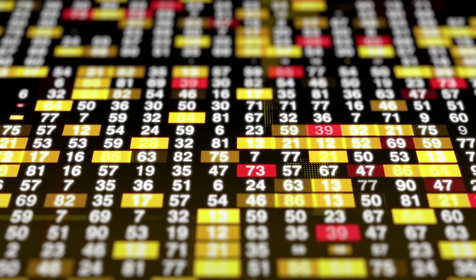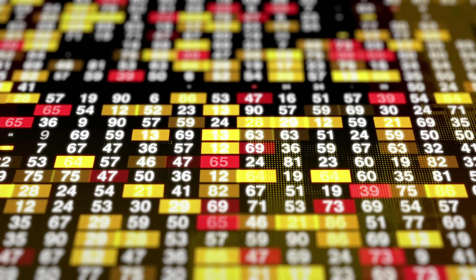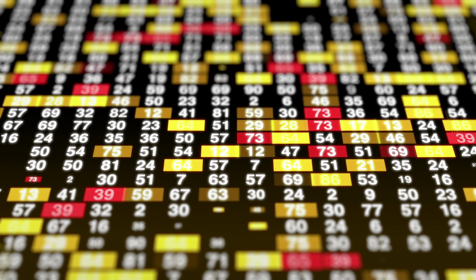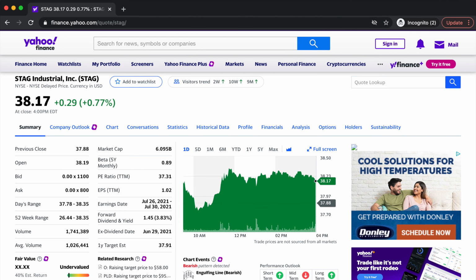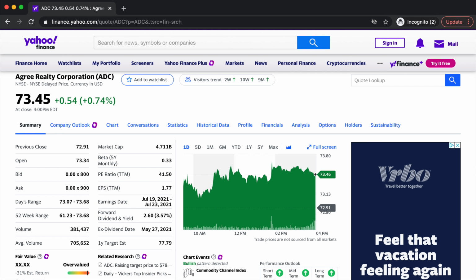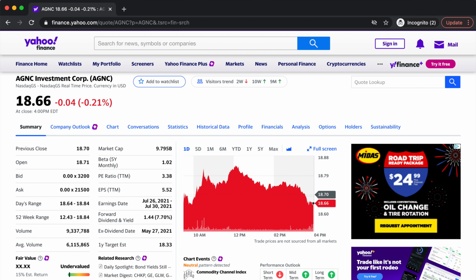Not to mention, most of these private and non-listed REITs only pay quarterly dividends, whereas there's numerous publicly traded REITs that pay dividends every month. Realty Income, Stag Industrial, and Agree Realty are 3 great examples of monthly dividend REITs with some good growth behind them. You've also got AGNC if you're more focused on income over growth.